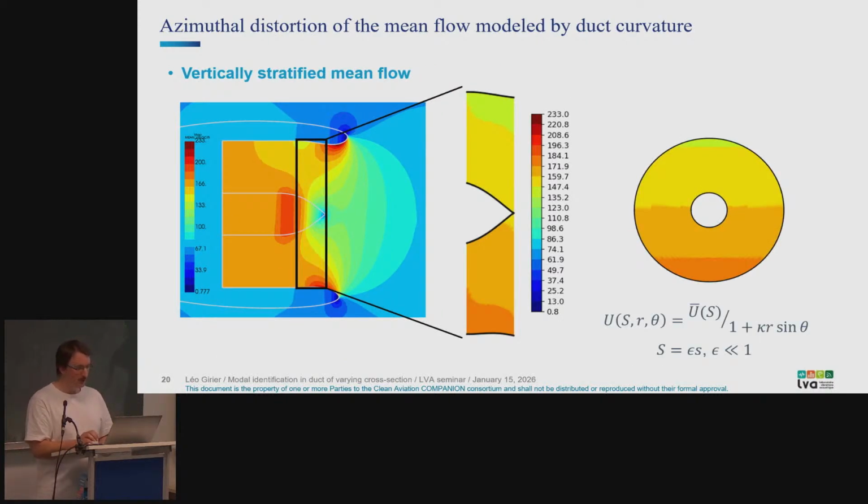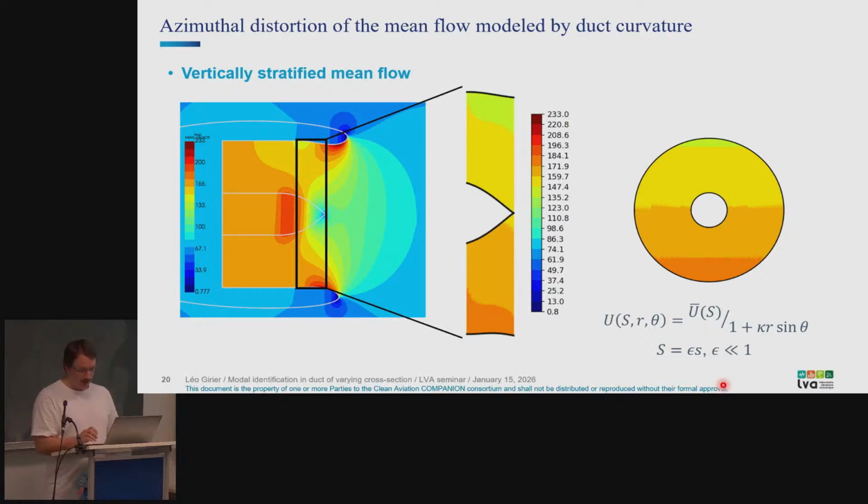And by doing so, you retrieve this kind of mean flow, which is, as I mentioned earlier, vertically stratified. So you have this vertical stratification, which is already a little bit closer to the simulation in terms of orders of magnitude, let's say. Okay. And what's interesting is that if you look at the view in the cross section, the mean flow is given by a quantity that varies along the curvilinear abscissa only, and a function of r and theta that is dependent on the curvature of the duct.